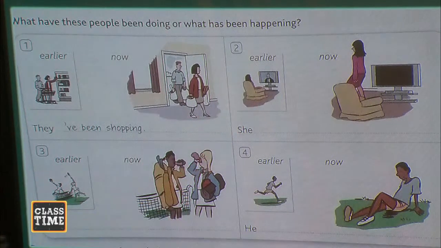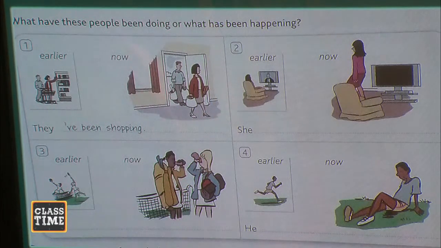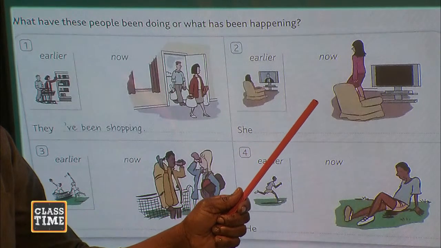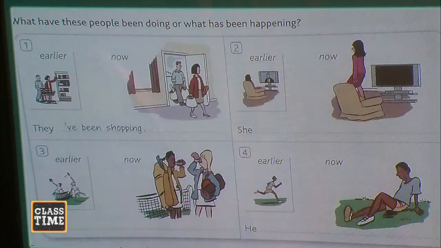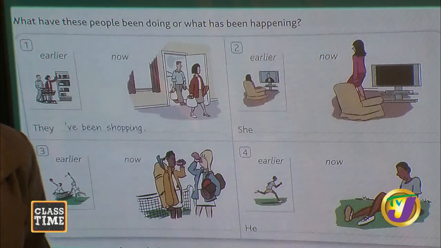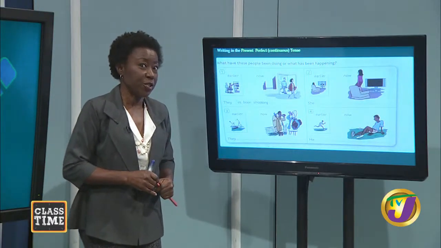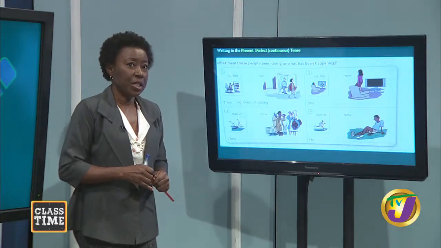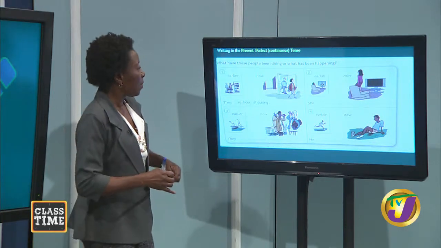Let's look over at number 2. There is a lady, and we see television. So she stood up in front of the television. So you said, okay, she what? Has been watching. She has been watching the television. Okay then? So that's what she has been doing. She started doing it, and right now she has decided to stop. She has been watching television.